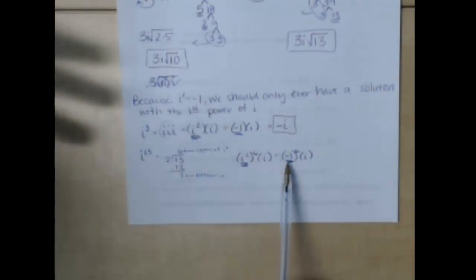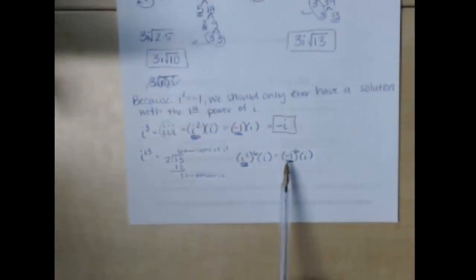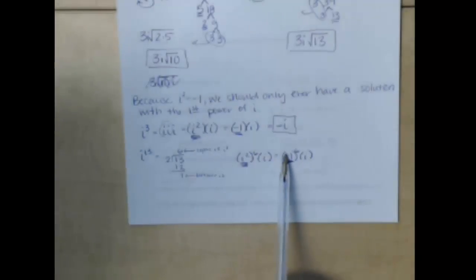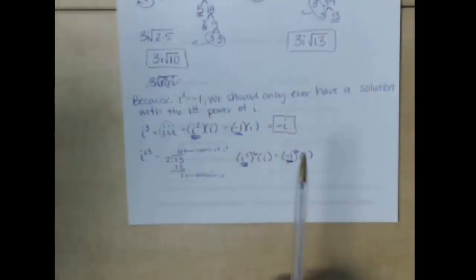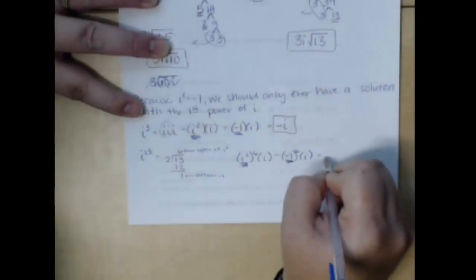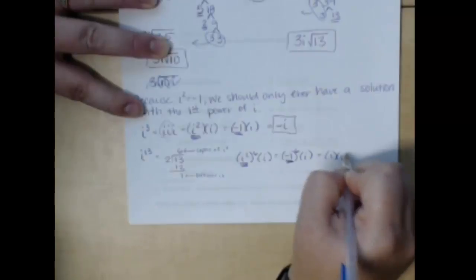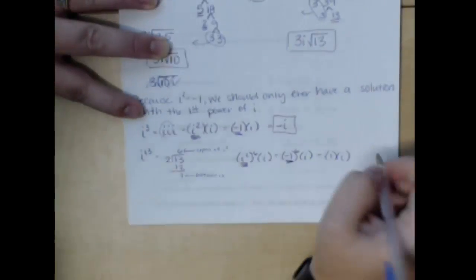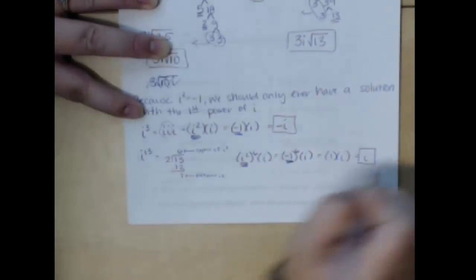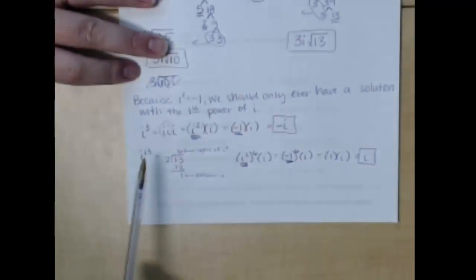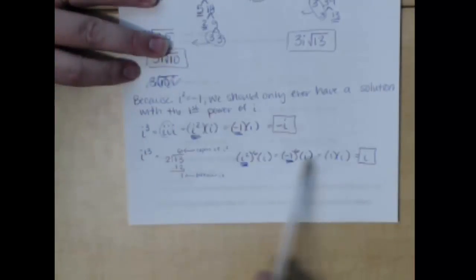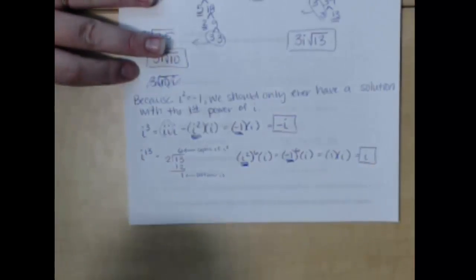So negative 1 times negative 1 times negative 1 times negative 1 times negative 1 times negative 1. If I have 6 copies, that's an even number of copies. So you can either do this in your calculator, or we can just use the idea that if I have an even number of negatives, that's going to turn out positive. So this really just ends up being positive 1 times i, and positive 1 times i is just i. So we took something horrible like i to the 13th, and we were able to manipulate it so that we get down to something with just the first power of i.